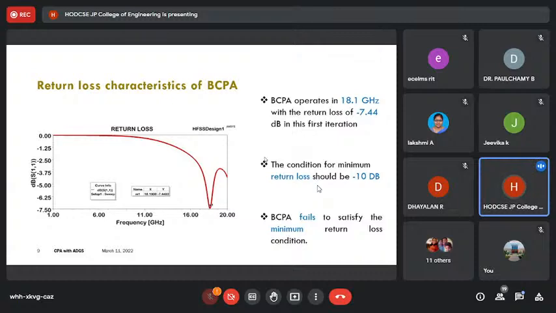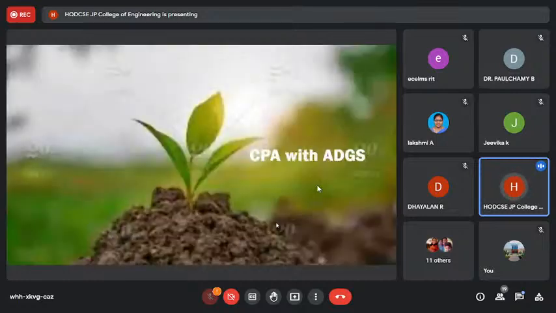This is the S11 curve, the S parameter curve, which is nothing but the return loss curve. The main condition is that the return loss should be equal to or less than -10 decibel. But here, the existing antenna operates at 18.1 gigahertz with a return loss of -7.44 decibel. So in this first iteration, the basic circular patch antenna fails to satisfy the minimum return loss condition. So let us improve it in iteration 2.